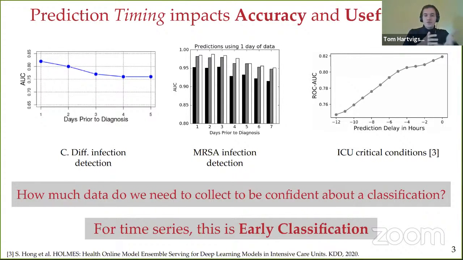But if you make a prediction too early, you haven't seen enough information to actually make a good prediction. And so at its core, this is like an age-old question of how much data we actually need to collect in order to be confident about a classification. And for time series, this is the problem of early classification.